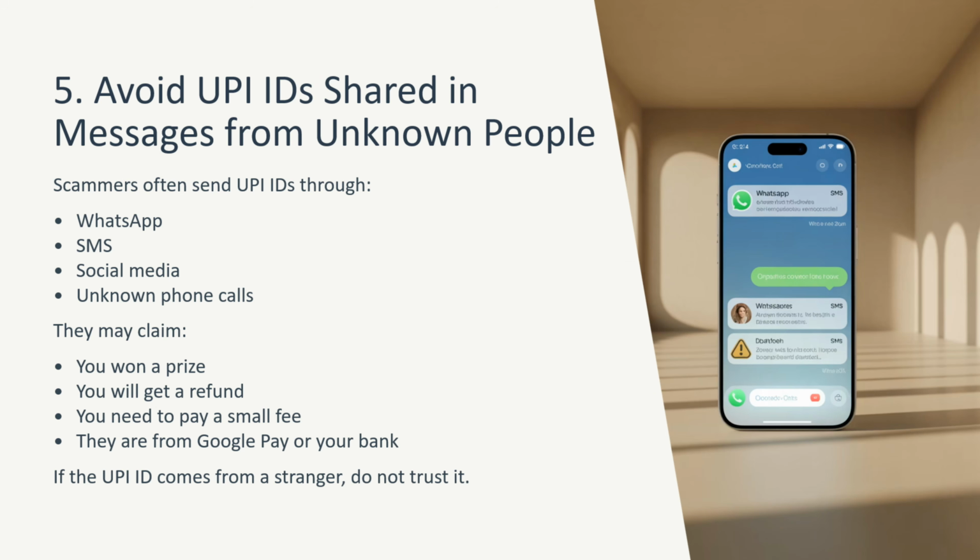You have to avoid UPI IDs shared in messages from unknown people. Scammers often send UPI IDs through WhatsApp, SMS, social media, and unknown phone calls. They may claim you won a prize, you will get a refund, you need to pay a small fee, or they are from Google Pay or your bank. If the UPI ID comes from a stranger, do not trust it.